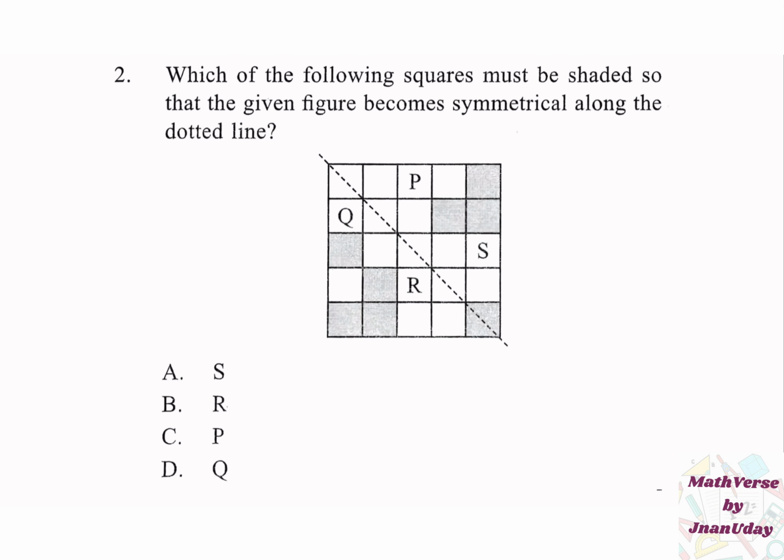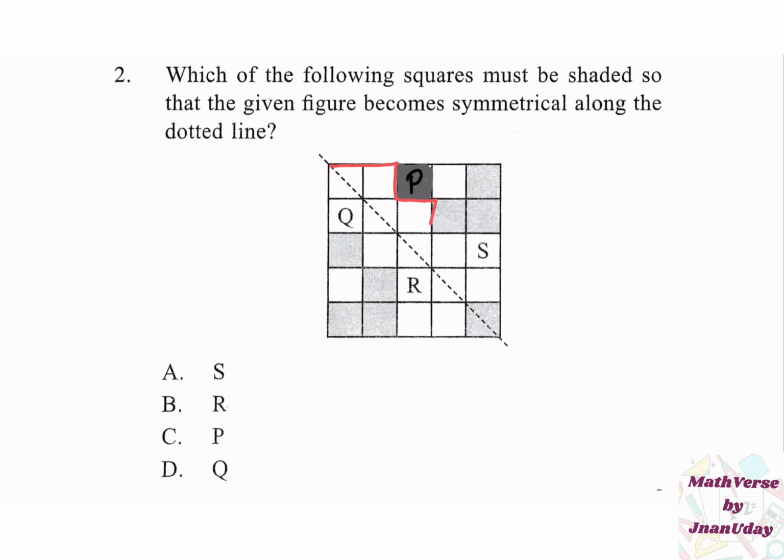So question number 2 is which of the following squares must be shaded so that the given figure becomes symmetrical along the dotted line. Here, as you can see, 4 squares P, Q, R, S are given. So let us start first with P. We will color this particular square, and now we will check if both the sides are becoming symmetrical or not after coloring this particular square. So let us see.